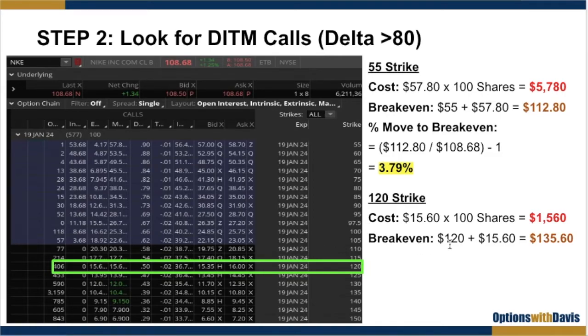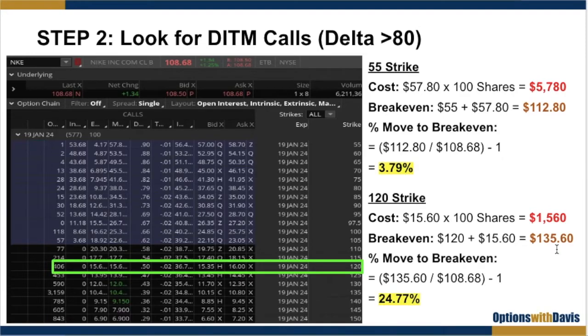So this is where you want to calculate the break even. So again, you take the strike price, you add the premium that you paid for it, and it's $135.60. That means in order for you to profit at expiration, the stock has to go above $135.60. Compared to the 55 strike, all you have to do is just go above $112.80 for you to profit. So this is a huge movement.